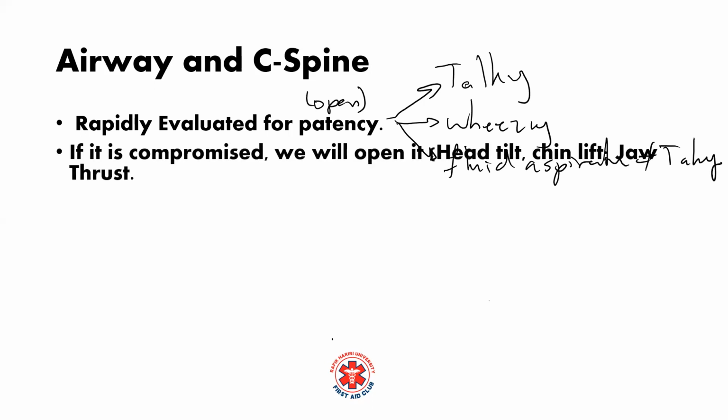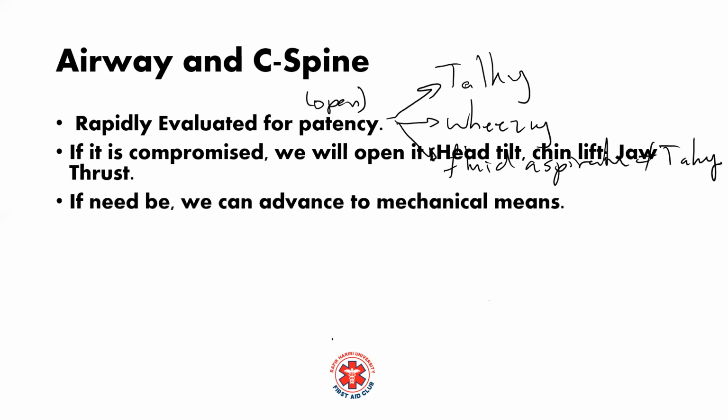If it is compromised, we need to do the head tilt, chin lift, or the jaw thrust to see if there is any oral airway obstruction directly visible from the mouth that I can use the finger sweep to remove. If need be, we can advance to a mechanical means.